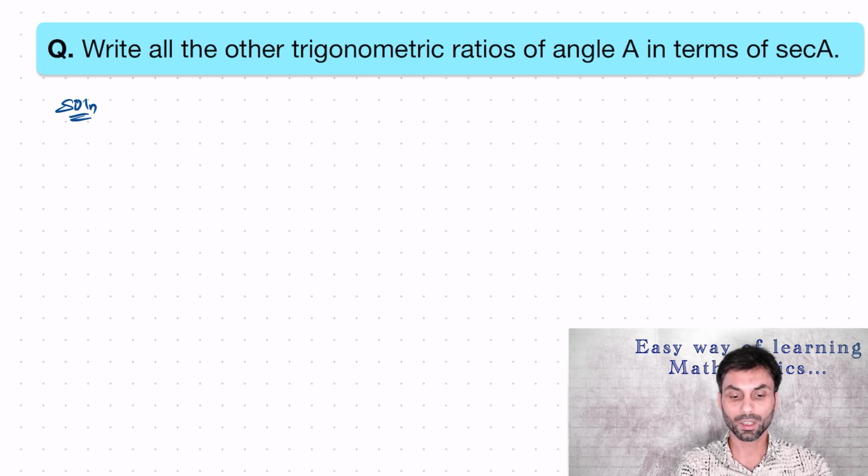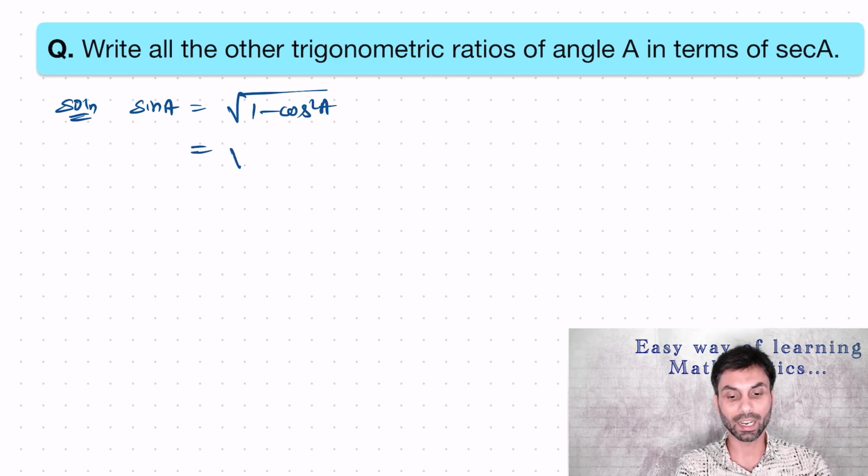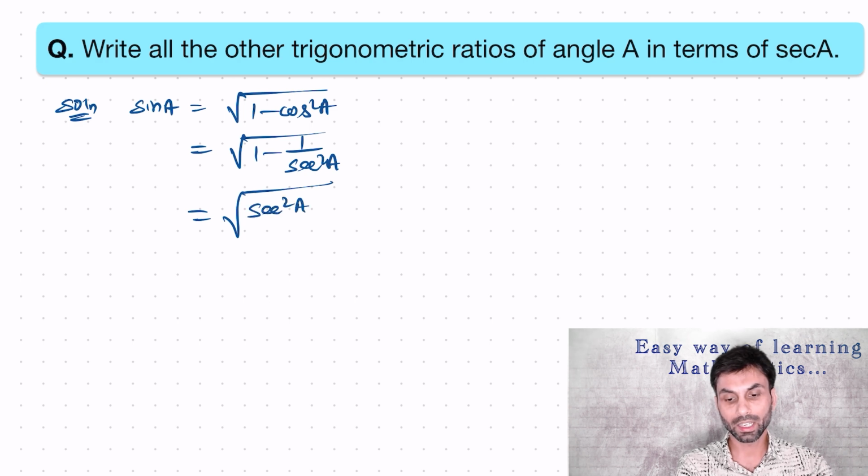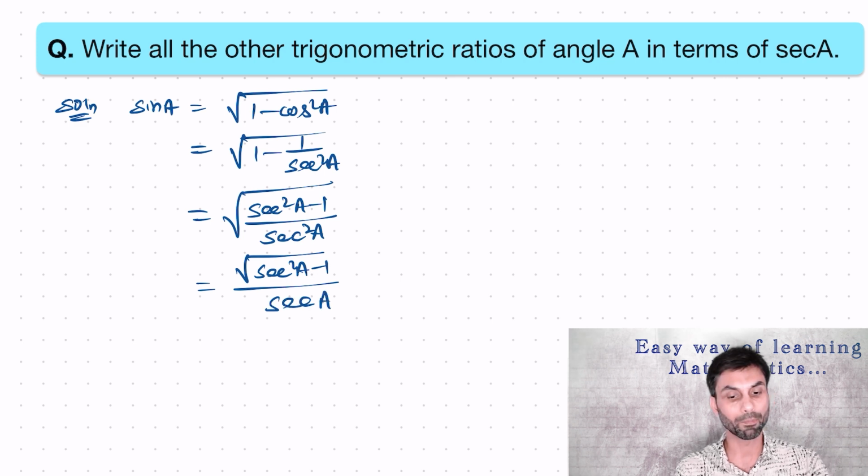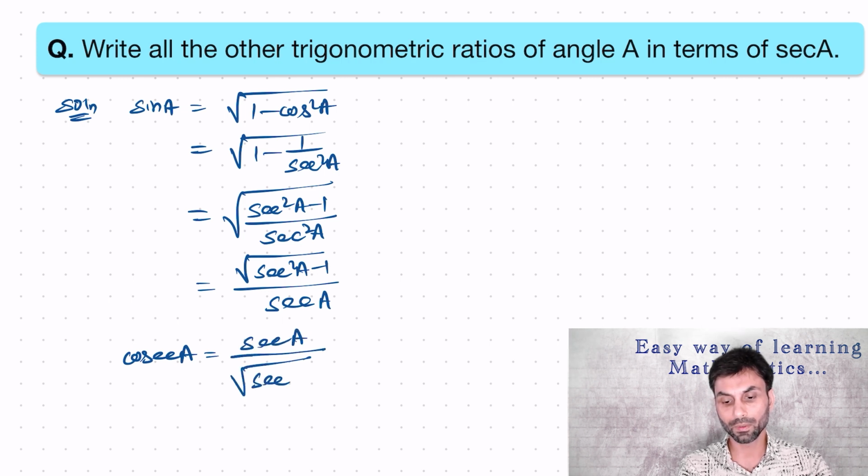So if you talk about sine of angle A, we can write it as square root of 1 minus cos square A, which can be written as 1 minus 1 upon sec square A. And that further can be written as sec square A minus 1 upon sec square A, which can be written as square root of sec square A minus 1 upon sec A. Now since we know how we can write sine A in terms of sec A, we know the reciprocal of sine A is cosec A. So cosec A will be equal to sec A upon square root of sec square A minus 1.